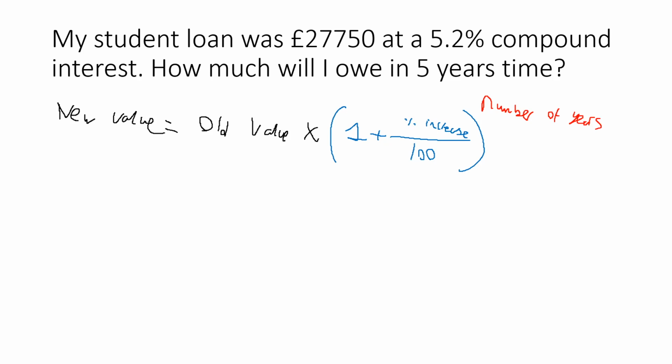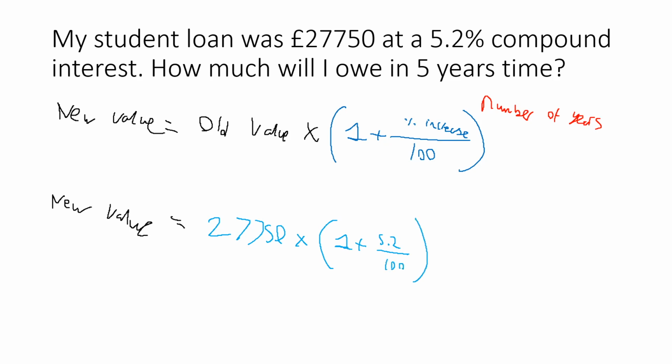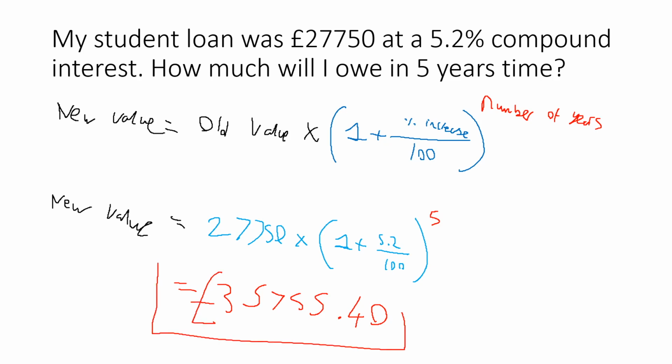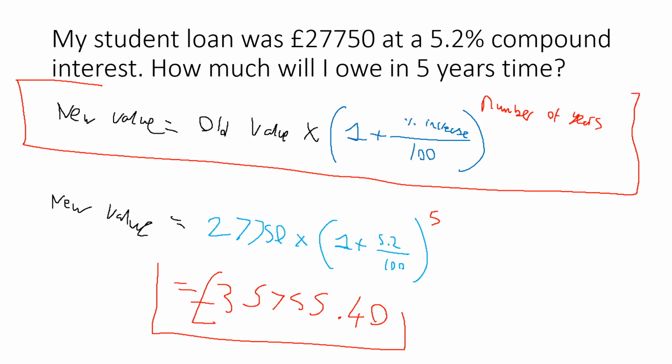So in this case, we know that the new value is equal to, my old value is £27,750. We times that by 1 plus 5.2 over 100, because this is our percentage increase. And it's all to the power of 5. So if you put that into your calculator, you should get an answer of £35,755 and 40 pence. And all we did, we skipped all of this by just memorizing this one formula. Write down this formula if you haven't done so already.